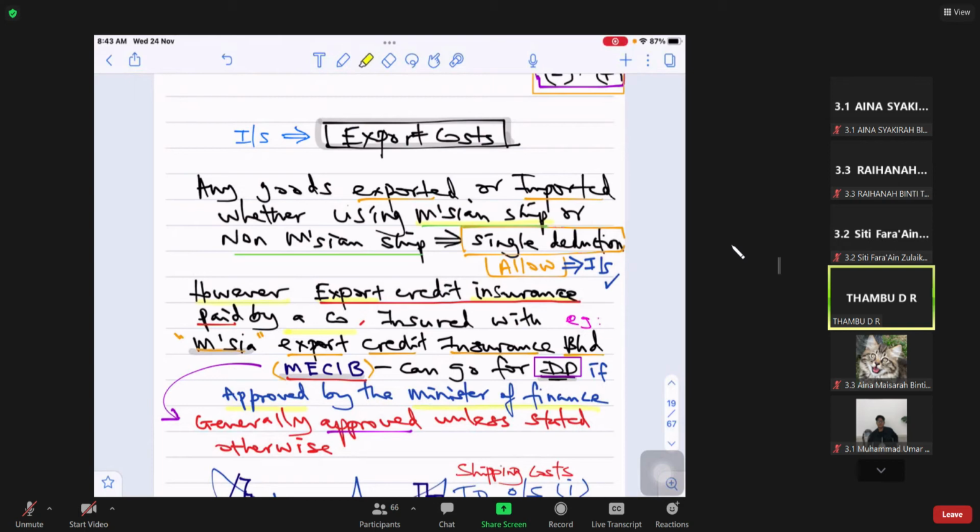So one of those big famous examples is Malaysia Export Credit Insurance Berhad, MECIB. In the exam, if they use this word, no need to tell, automatically approved by the minister. But for your exam, you will tell everything: export insurance approved by the Minister of Finance. Generally approved. Normally, if you see the words generally approved in the exam, it is approved unless they say clearly otherwise.